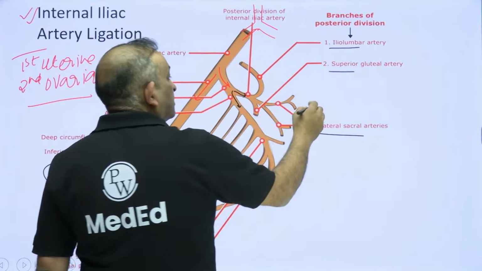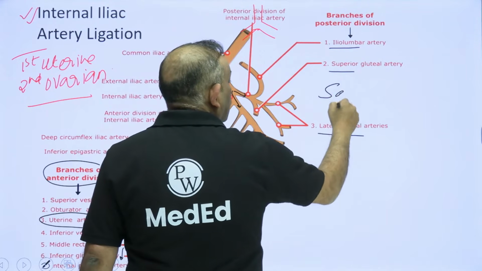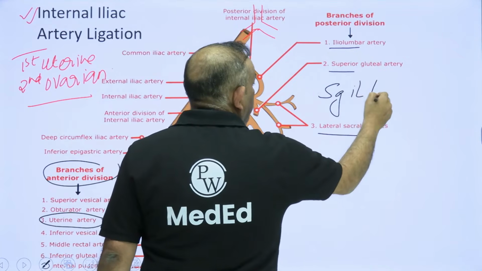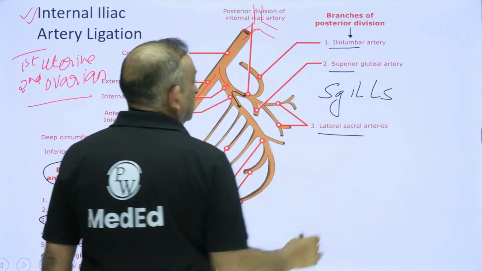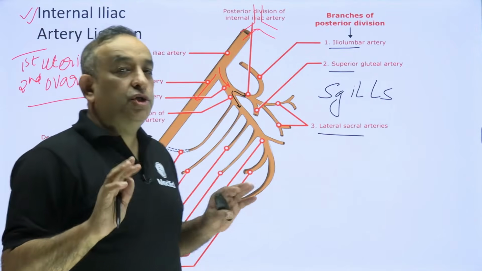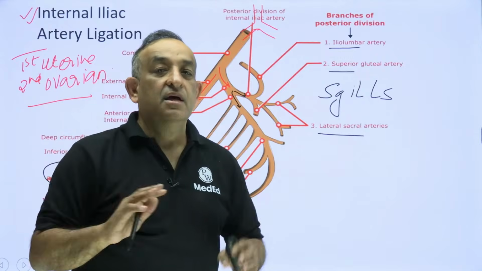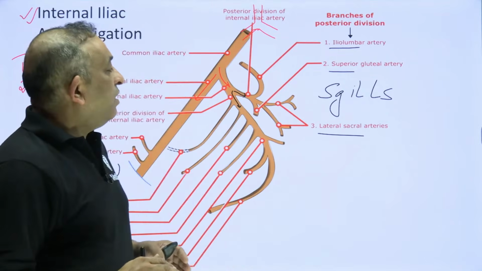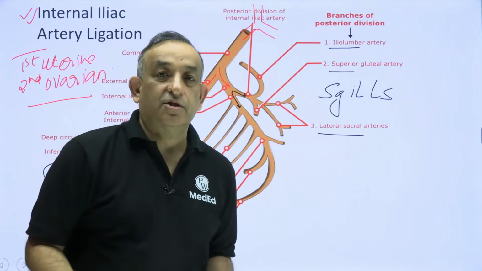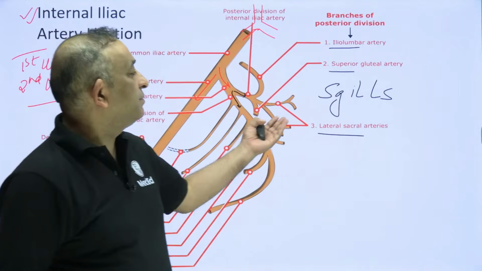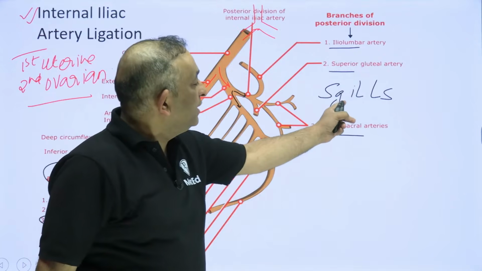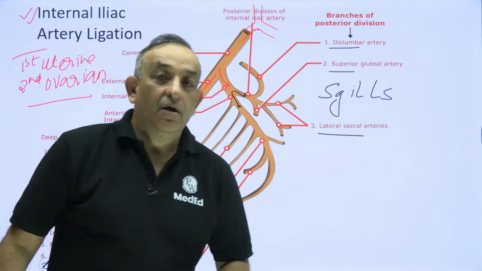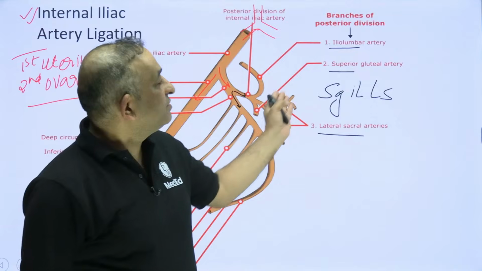Posterior division is superior gluteal artery, iliolumbar artery, and lateral sacral. So why do I go in this order? Because I want to give you this mnemonic: superior gluteal, iliolumbar, lateral sacral. So I used to remember it as short gills. Fishes have gills, short gills. Or nowadays, the current heartthrob of the country, Shubman Gill. You can remember that way also. But Shubman Gill you have to remember. So superior gluteal, iliolumbar, lateral sacral. All right. So these are the branches of the posterior division.